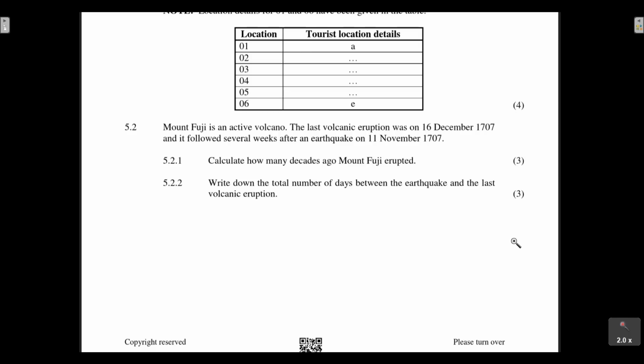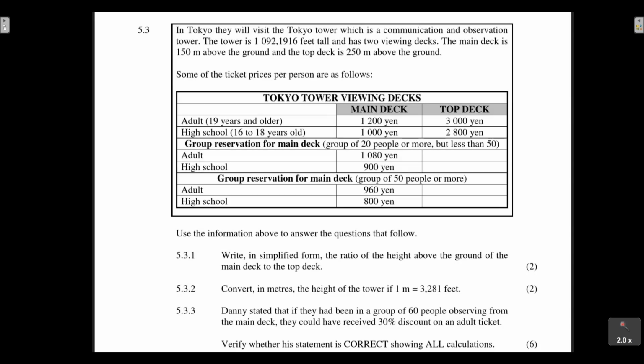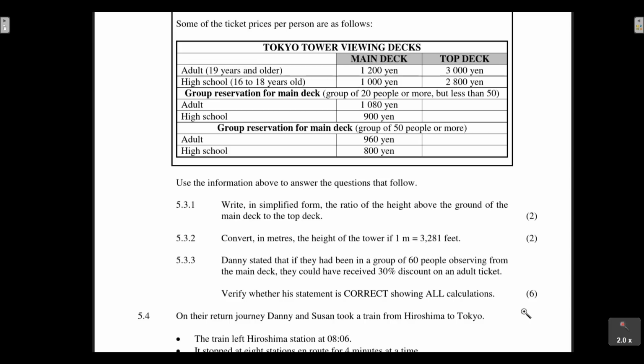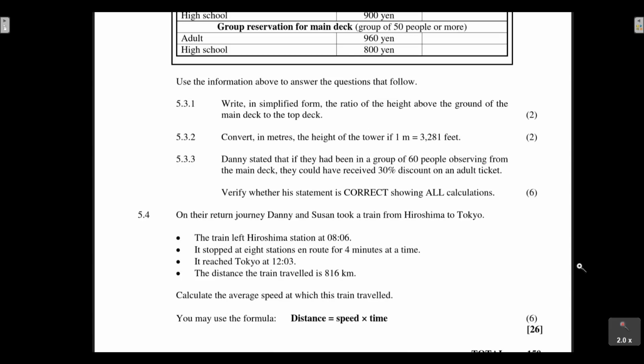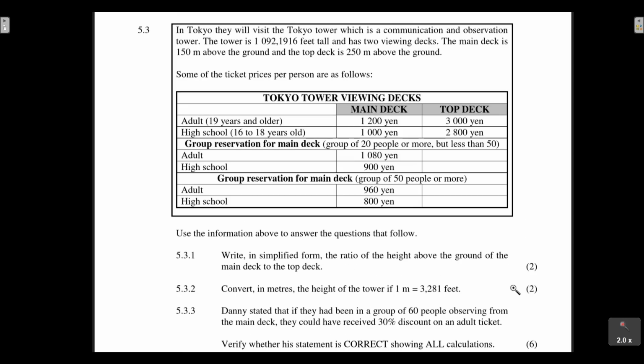We're also going to be having a look at question 5.2, where we're just going to be interpreting the information that is given to us here about the volcanic eruption, as well as the earthquake that happened on different dates. In question 5.3, we are going to be converting from feet to minutes, simplifying ratios, and calculating a percentage discount. In question 5.4, we are going to be calculating the speed that the train traveled in kilometers per hour from Hiroshima to Tokyo. Okay, so that is all that we are going to be tackling in this last question.